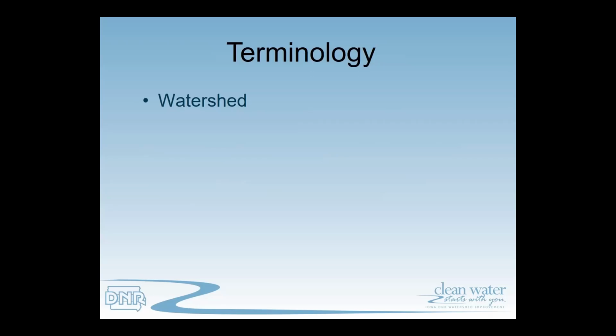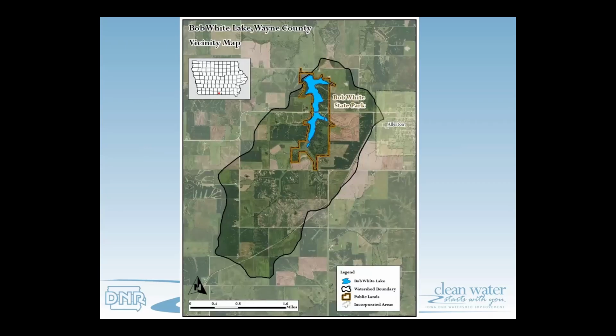So let's get into the presentation a little bit. Again, I'm just going to define a few words up front that I think are important for us to understand. The first term that I wanted to talk about is the word watershed. And to help us do that, we have a map that I wanted to show you here. Andrew's going to talk more about this map here in a little bit, but watershed's a very important concept for our work. And here we have the Bob White Lake watershed.